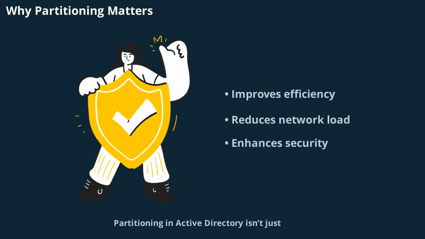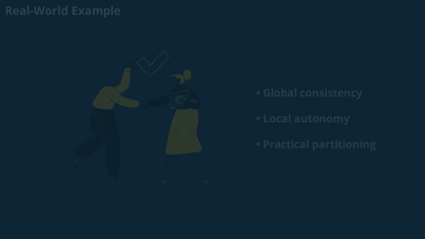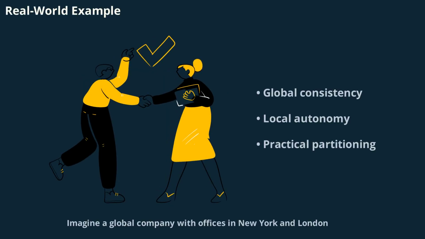Partitioning in Active Directory isn't just about organization, it's about efficiency and security. By separating data into different partitions, AD ensures that only necessary information is replicated where it's needed. This reduces network load, speeds up replication, and helps enforce security policies by limiting data exposure to only relevant domain controllers.